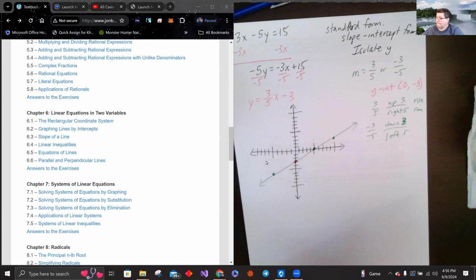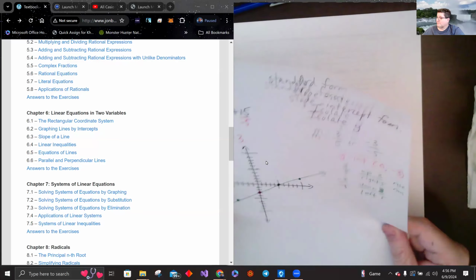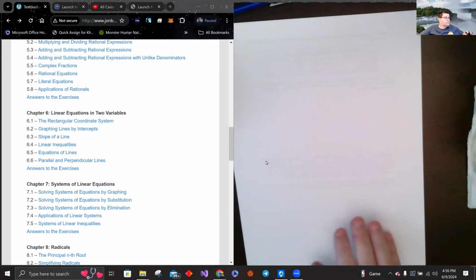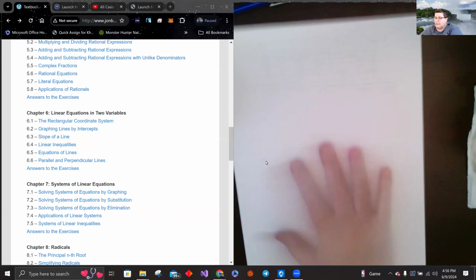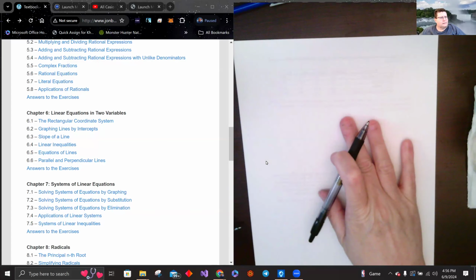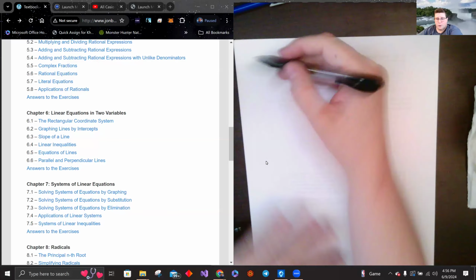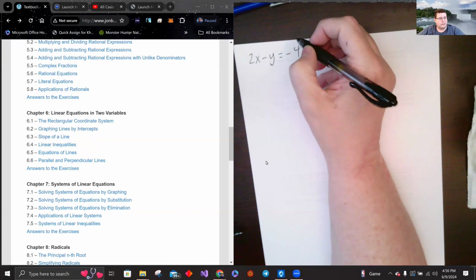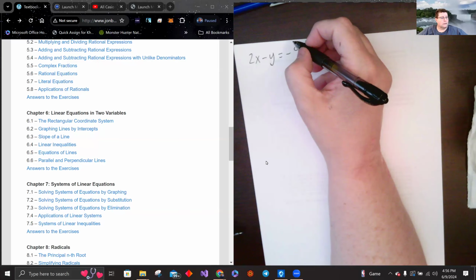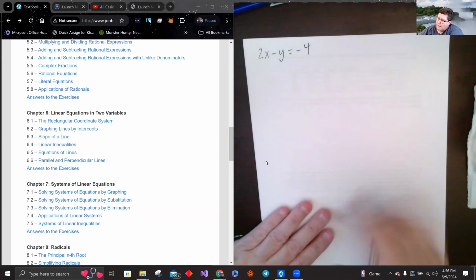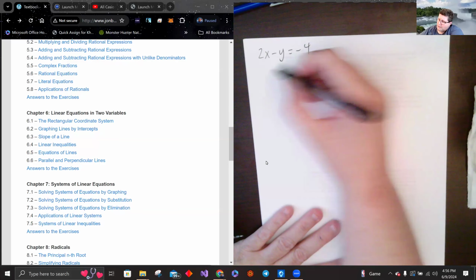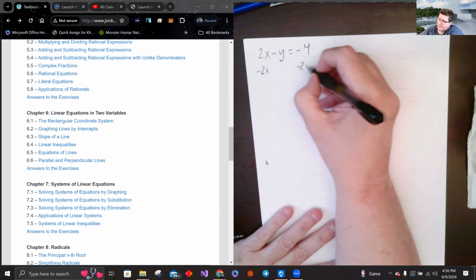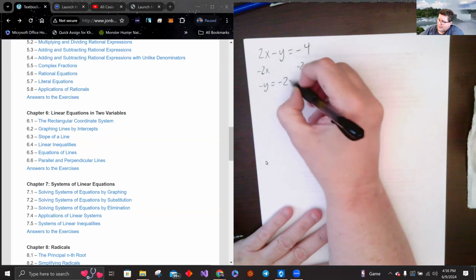All right, ready for more? Let's try 2x minus y equals -4. So if I subtract 2x from both sides, I get -y equals -2x minus 4.